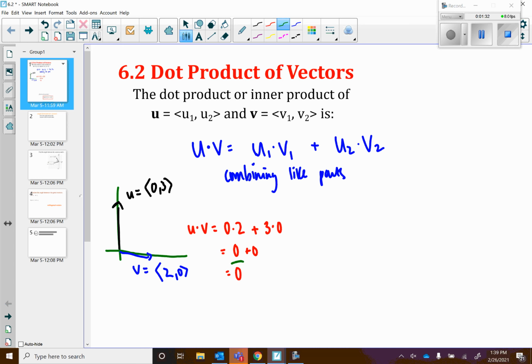Well, why does this make sense? Because these two vectors do not share any common direction. This first vector has only an upward direction, and the second one has only a rightward direction. So there's no common pieces.